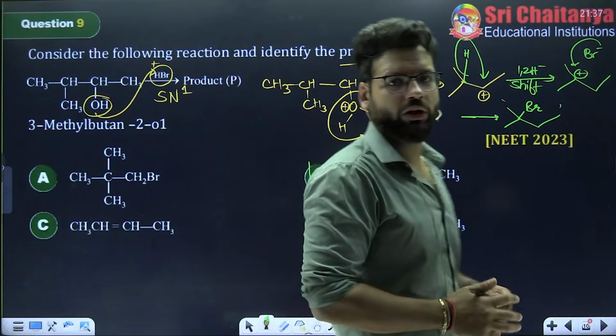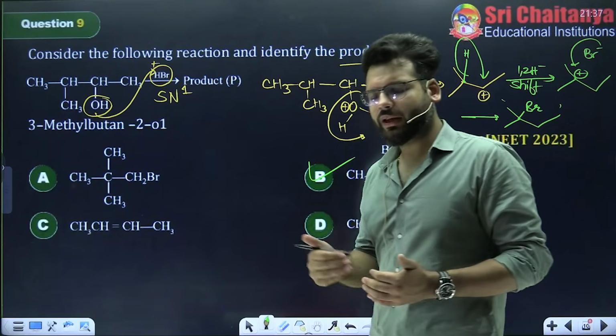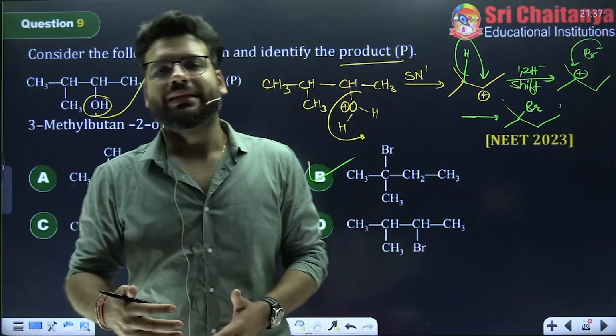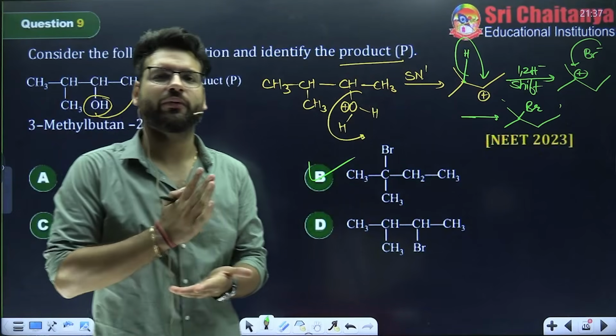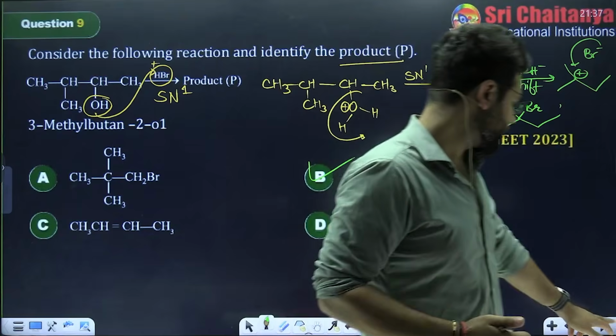Okay, I hope it is clear to everyone. SN1 reaction, do it with the rearrangement. Don't just simply remove the OH and put a Br there. Okay, it's a reaction going by SN1 mechanism in the acidic medium. Next one.